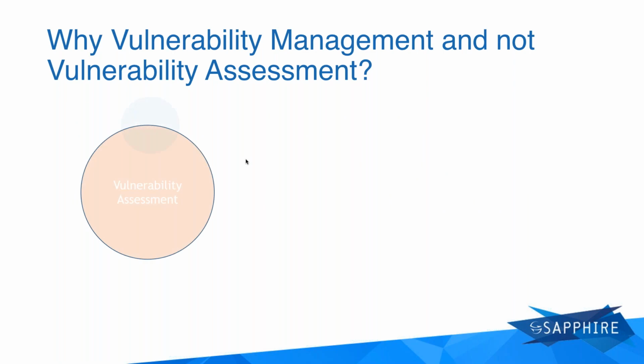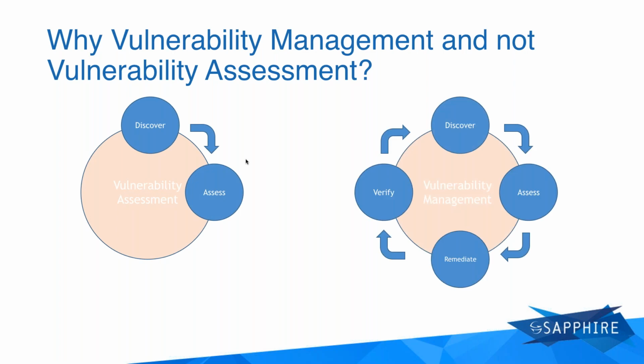Graphically, we can demonstrate this: vulnerability assessment is discover and assess. But when we're talking about a vulnerability management program, we're talking about discovering, assessing, remediation of those vulnerabilities, the verification that those vulnerabilities have been remediated, and looping back to the discover part of it. So it's a continuous process that goes round and round and helps you mitigate those vulnerabilities within a program.